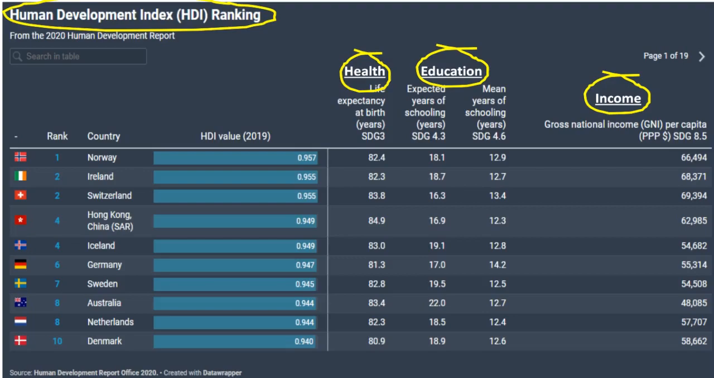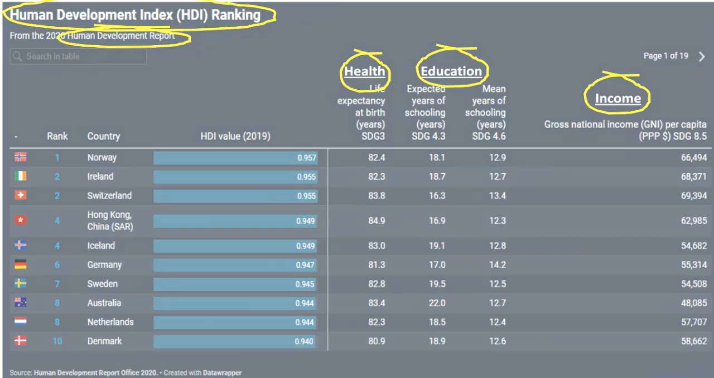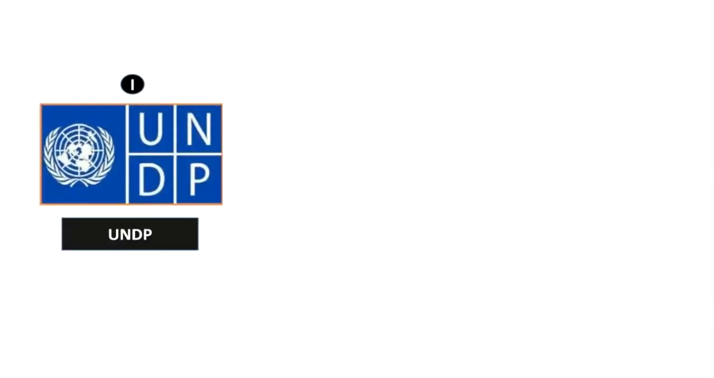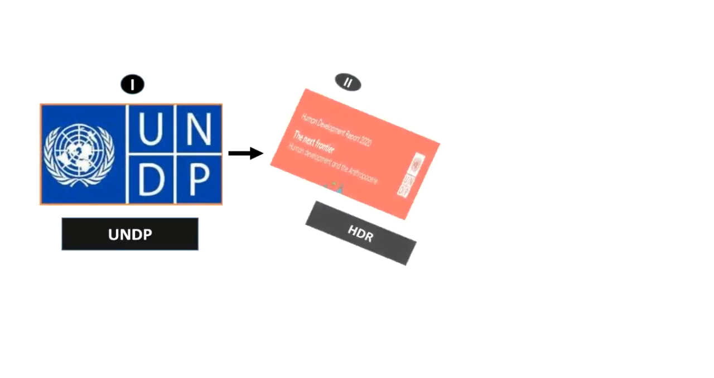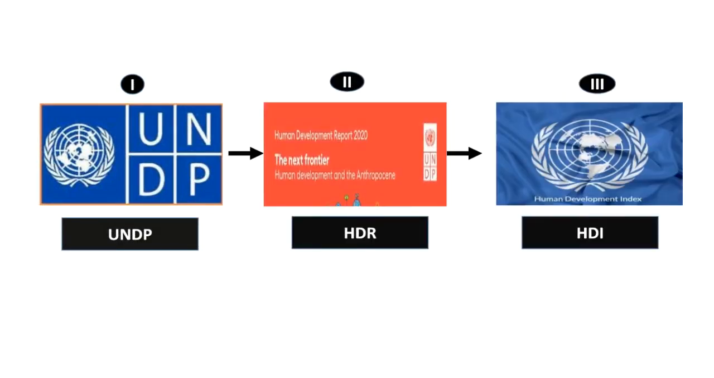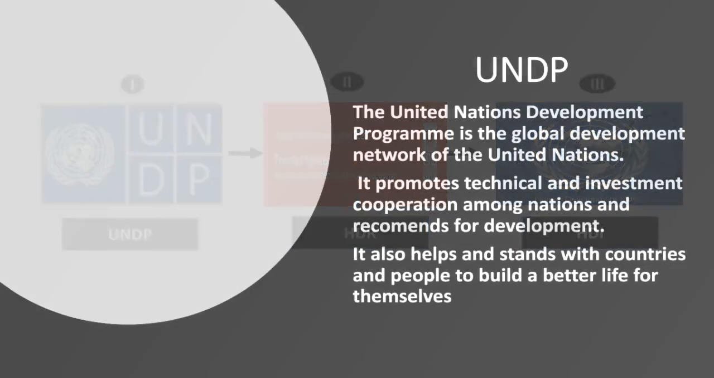This index is prepared by the agency called UNDP, and UNDP prepares this index based on the report called the Human Development Report or HDR. I hope you have noticed three new terms. They are UNDP, HDR and HDI. Let's discuss what UNDP is.